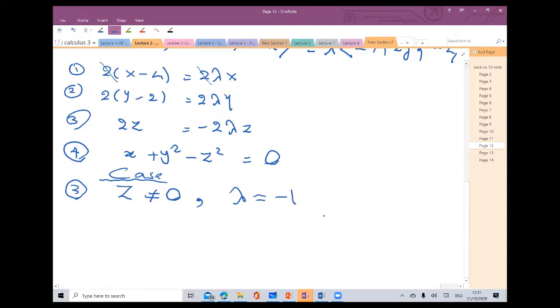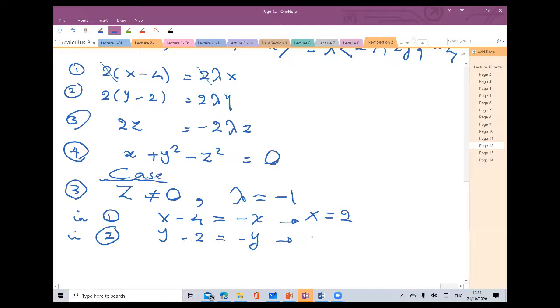Okay? Yes. Now you could put this information in equation 1. You're going to get x minus 4 is equal to lambda times negative 1, so it will be negative x, right? And you put it in equation 2 too, so you're going to get y minus 2 is equal to negative y. So solve these two equations: 2x is 4, so x is 2, right? And here 2y is 2, so y is 1.